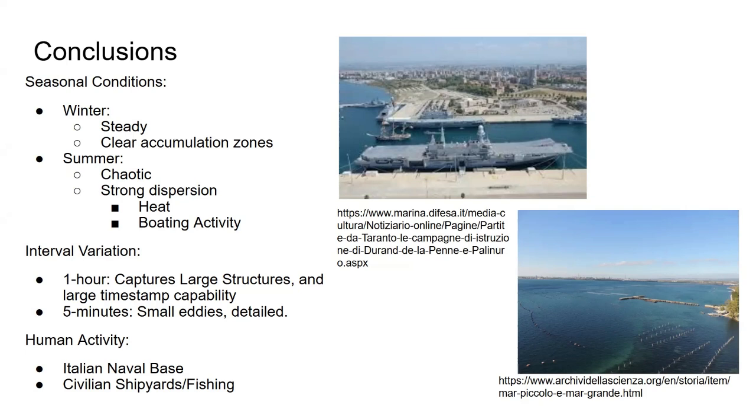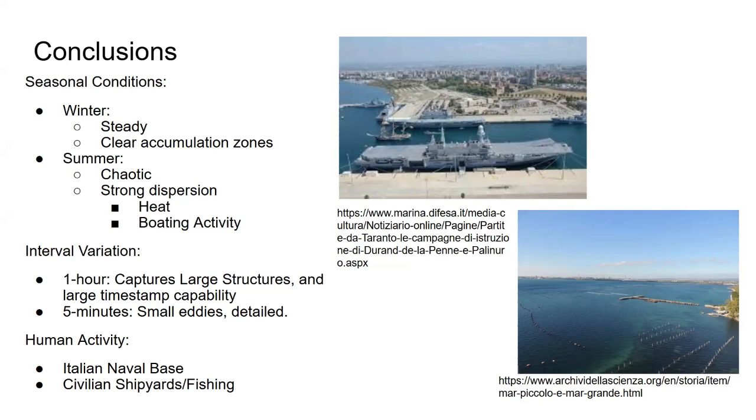When we look at interval variation, or how often we collect data, that also changes what we see. A 1 hour interval helps to capture larger flow structures and gives us a good overview over longer times. And a 5 minute interval shows smaller and more detailed features like eddies and gives a clear picture of short-term changes. Finally, human activity plays a really big role in influencing the flow.